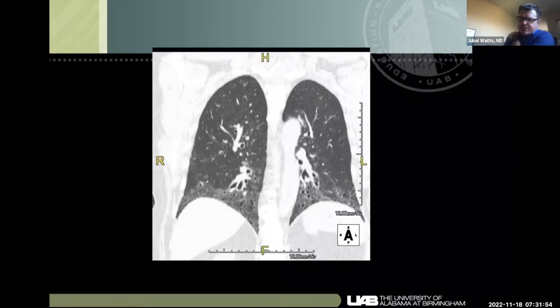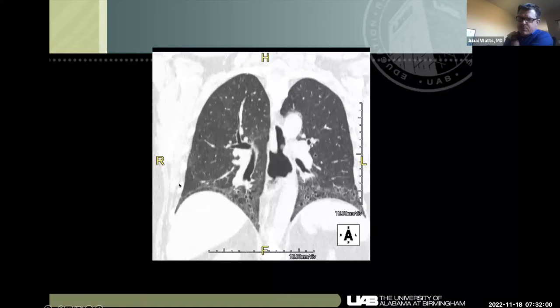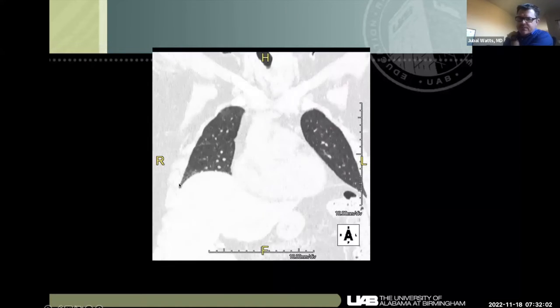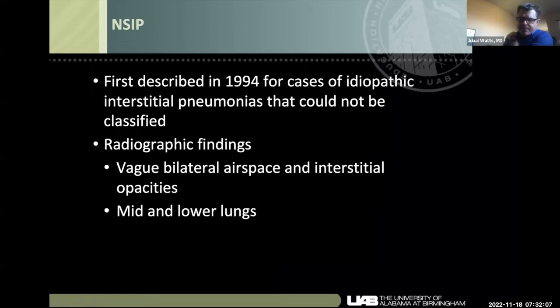as opposed to UIP, which is spatially and temporally heterogeneous. And here you can see it's kind of basilar predominant. It can give you kind of a similar straight edge sign, but there's no exuberant honeycombing. But it is the kind of same distribution as the connective tissue disease patterns in UIP.